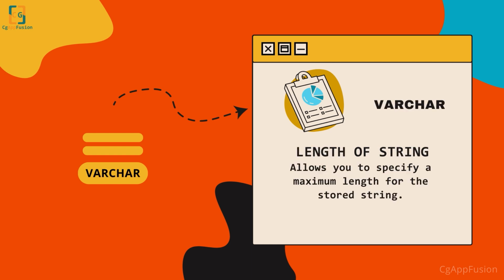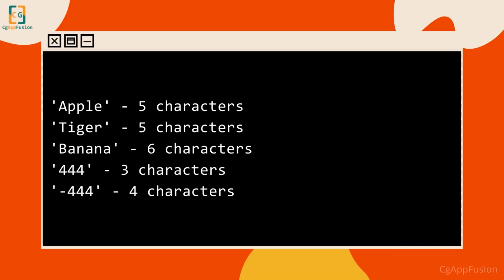For string, we have varchar, which is a variable length string. When I say variable length, that means we can specify how many characters is allowed in our column. For example, we have apple, tiger, banana. So apple has 5 characters, tiger has 5, and banana is 6. So 4 is also considered a varchar because it's in a quotation mark. And same for negative 444. But as you can see, the negative 444 length is 4 because we count the minus symbol as a character also. So varchar is the most commonly used because most of our text information does vary in length.